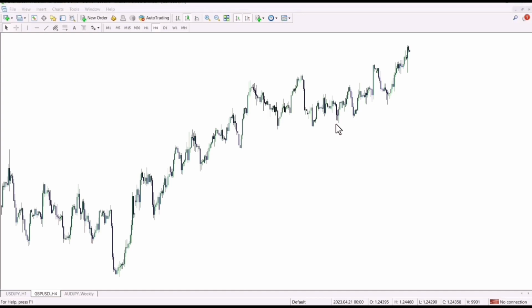So in this video, we'll be looking at the Shved supply and demand indicator, which plots your supply and demand zones automatically on your chart. This indicator can help you to identify potential levels for your trading. At the end of this video, I'll show you where you can get this indicator to download.